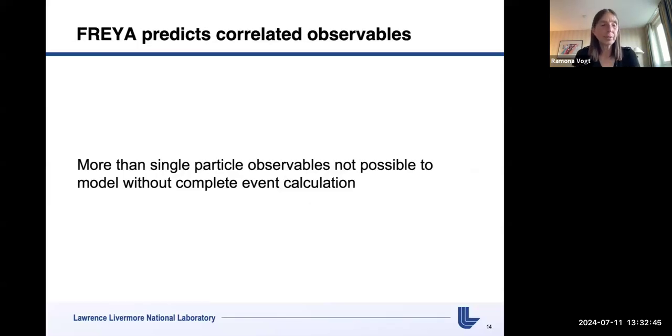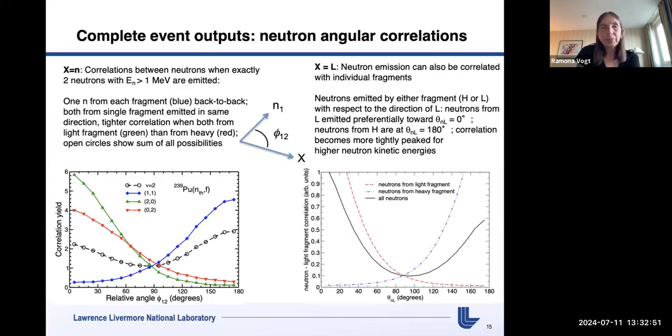So I just want to mention, since I talked about correlations all the time, I just want to show a couple of common ones. There's two neutron angular correlations and also correlations of neutrons with the light fragment. So over here on the left, on average, for two neutrons emitted from plutonium neutron-induced fission in this case, you see this kind of distribution given by the black line. But this is composed of several parts, right? Because we have two fragments and the neutrons can be emitted from either one of them.